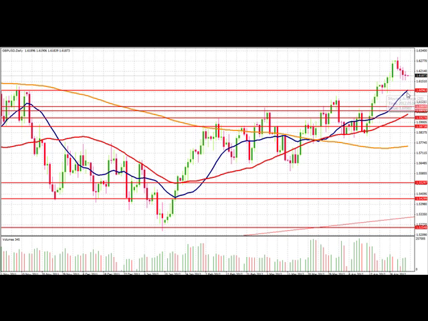Will it hold up as support? Down here also the 20 moving average. Definitely a breakout, potentially starting to see the market trend just a little bit here to the upside on the pound dollar.